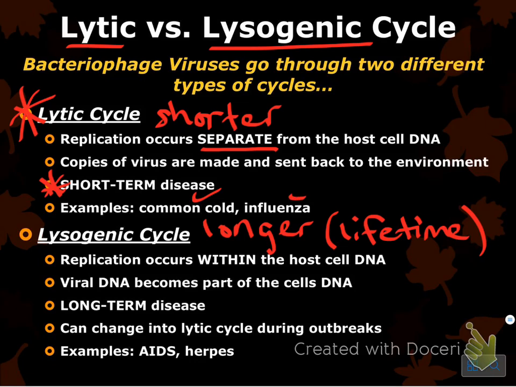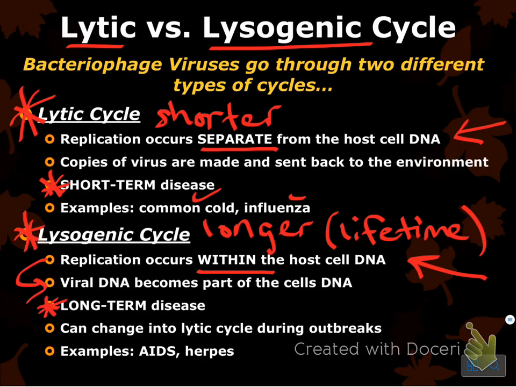Lysogenic, on the other hand, is longer, and the word's longer, so it occurs within the host cell DNA. That's the most important difference right there. You need to know the difference between this and this. And then as a result of this first bullet, the viral DNA becomes part of the cell's DNA. These are diseases that you can never get rid of. They are always in your body because it's part of your cell's DNA. So your cells are never going to all die off. So you're always going to have some of this virus in your DNA.